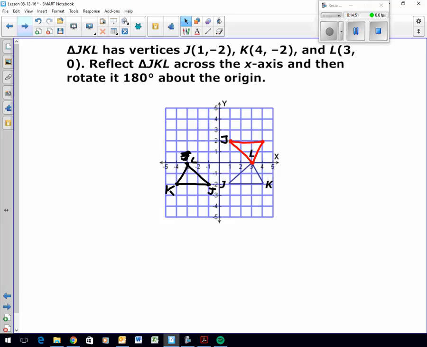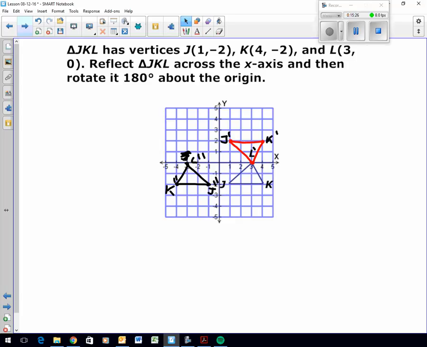All right, guys, check your work with mine. That's what you should have ended up with. This would be L prime, K prime, J prime. Or double prime. They can be. It depends on what I'm doing. In this situation, I would probably want your final answer to look like that. The biggest thing I want you to worry about is if your triangle is where it's supposed to be right now.